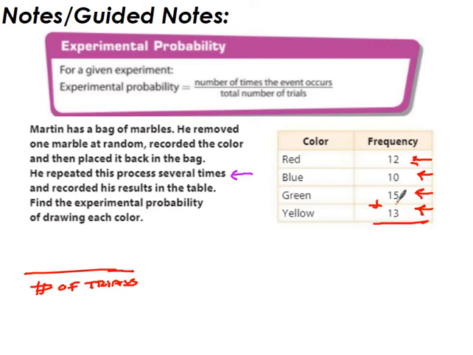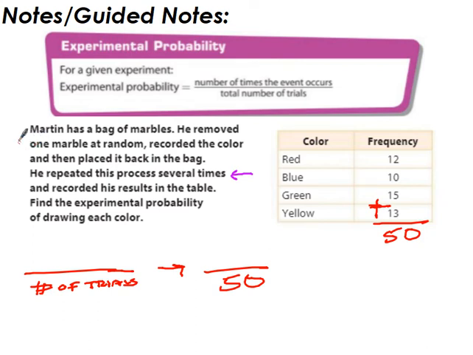So I can add them up. 15 plus 13, 12 plus 10, that's 22, plus 15, that's 37. So he did 50 trials. My total number of trials was 50 because I added all of those up. I don't need these arrows here because that's how many times he pulled the marble. That's how many times he conducted his experiment.